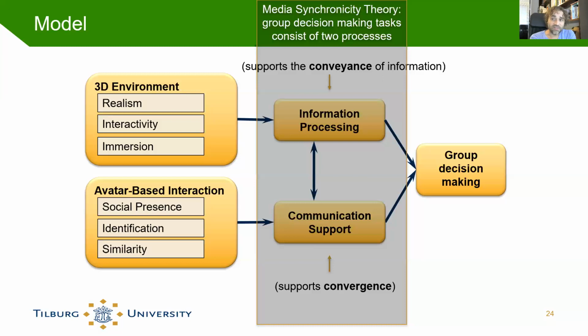And media synchronicity theory argues, okay, you have, but they focus mostly on information processing and communication support. So they say you have to convey information about the task, which is information processing, and you have to reach an understanding through communication, which they call convergence. And together, that results in group decision making.